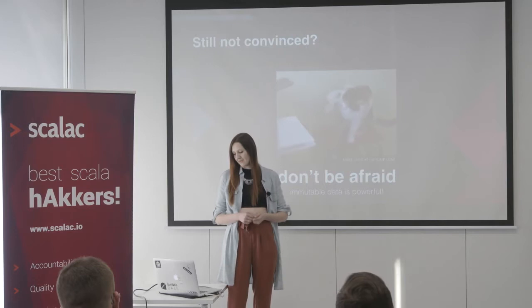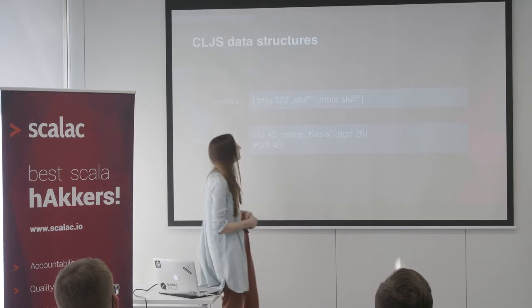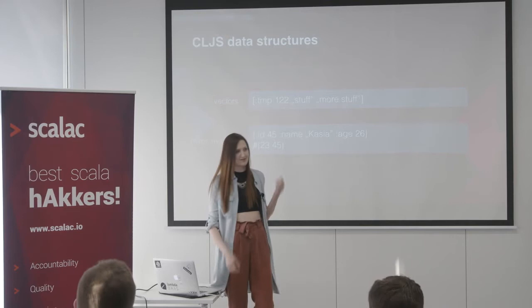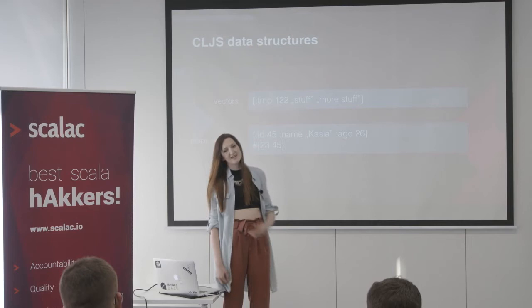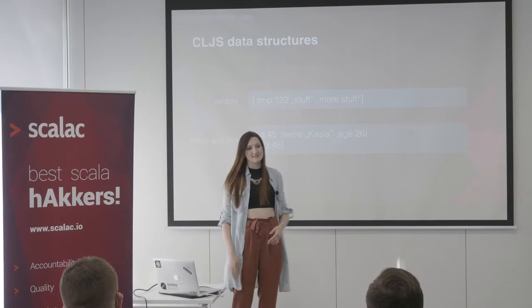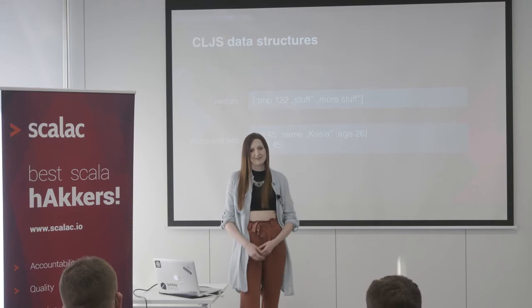So how do ClojureScript data structures look? Here I pointed out vectors and maps and sets, but there are also primitives such as number or string or bool. But as you can see, it's pretty simple. ClojureScript has vectors, maps, and sets just like that, right? So comparing again to JavaScript, we don't have sets or maps in there, right?